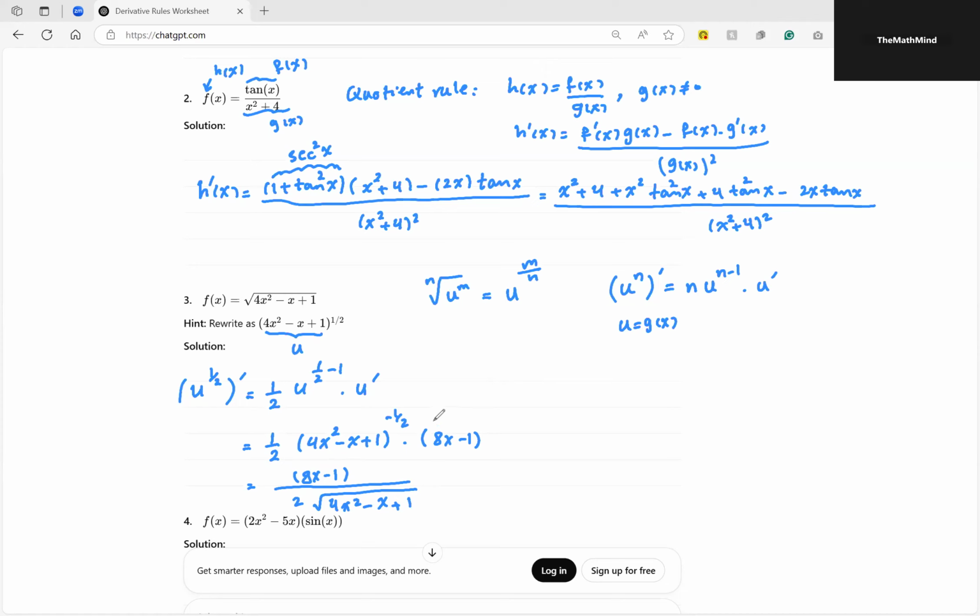So we mostly convert the negative exponent to the positive exponent. If you move this to the denominator, then the exponent will be positive. That's about question number 3.